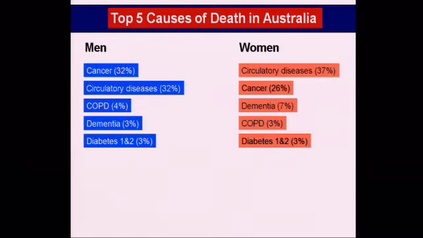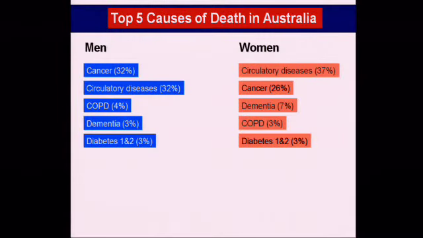Then you've got chronic obstructive pulmonary disease, which is inverted to dementia in the men and women, but the same top 5 for both. Chronic obstructive pulmonary disease is emphysema, lung diseases, which is caused mostly by people smoking. We probably don't have too much of an issue with that. It does have to do with significant industrial pollution as well.